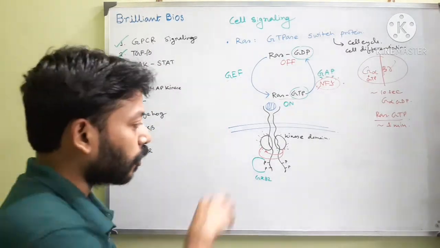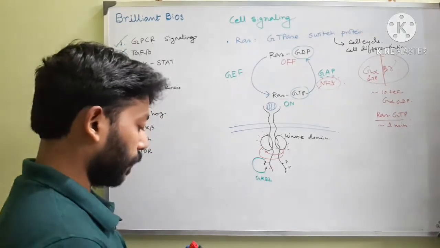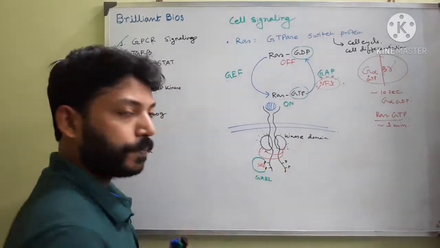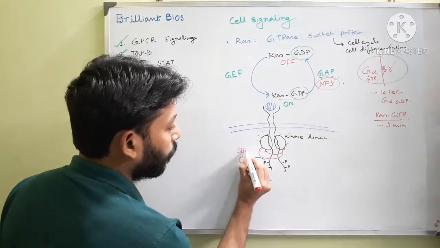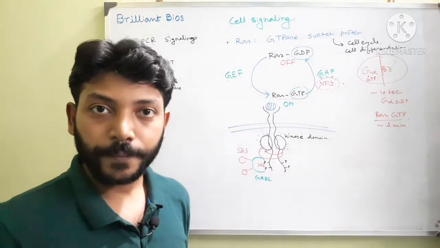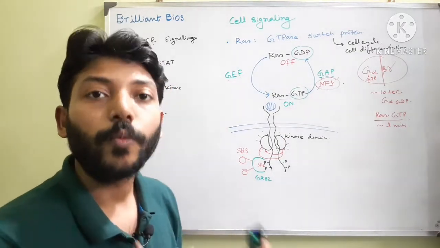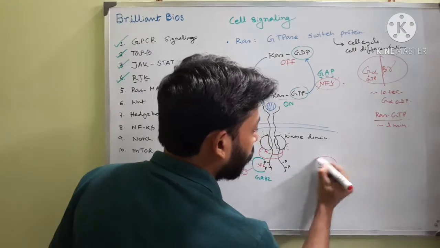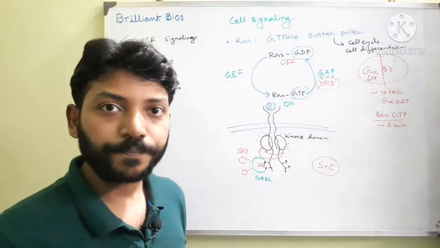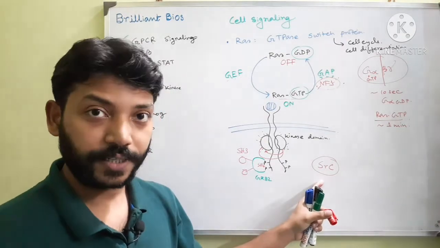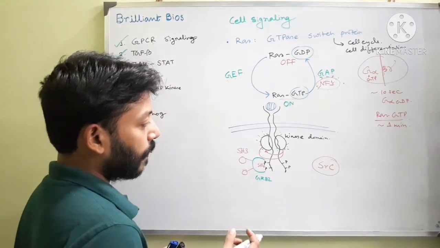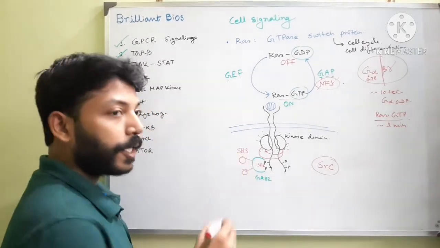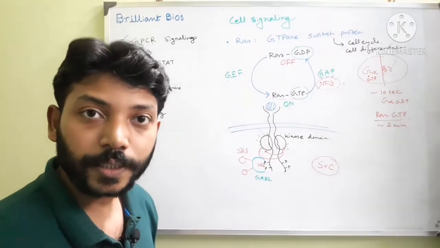This GRB2 binds with this phosphate group by a domain called the SH2 domain. The GRB2 has an SH2 domain that binds with this phosphotyrosine, and this GRB2 protein also has two SH3 domains. The full form of SH is SRC homology. SRC is a kinase. In the case of Rous sarcoma virus, the SRC protein gets activated and causes sarcoma, one type of cancer. So SRC homology 3, this domain, identifies different protein structures.